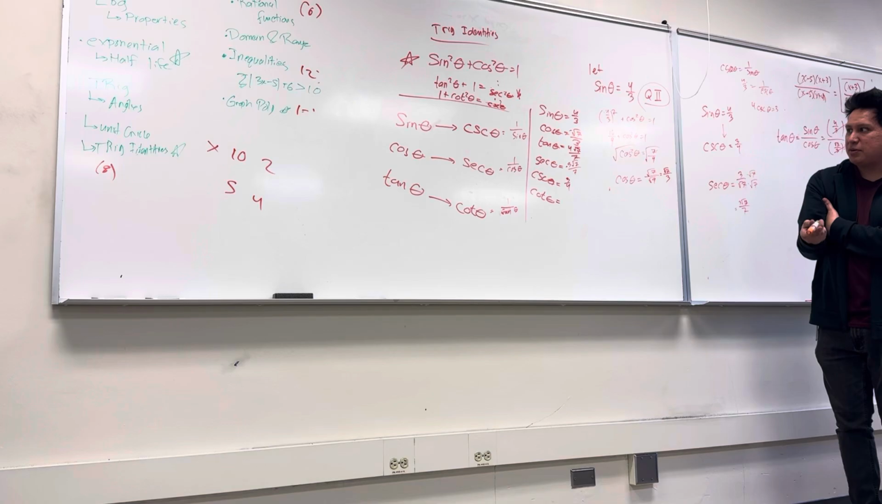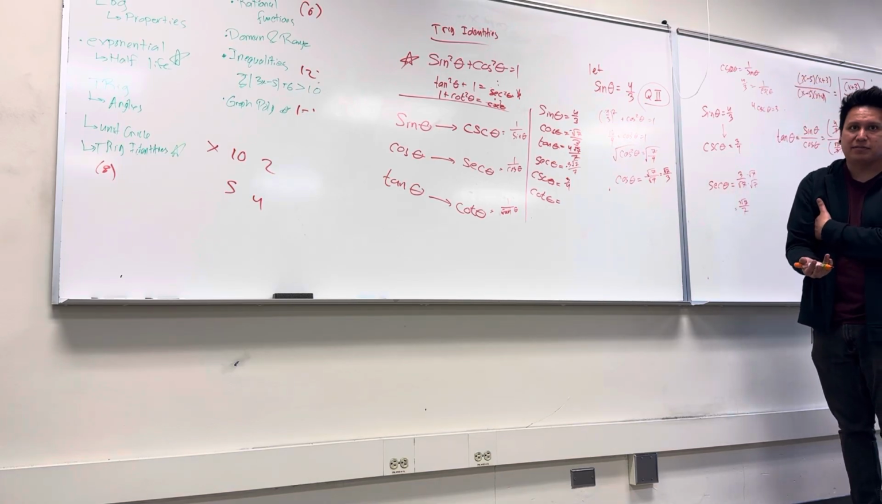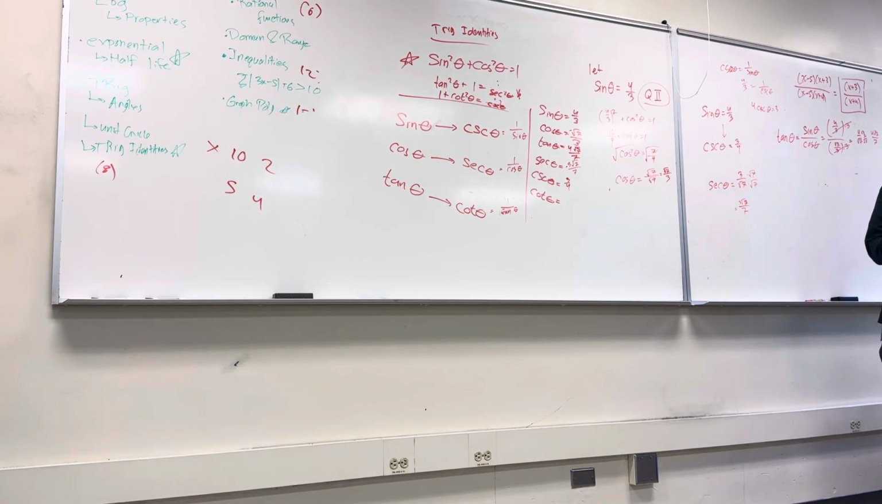Because our sine is positive since we're in the second quadrant, and therefore cosecant is also positive. Thanks for that. Did that make sense for the other two, or do you want me to explain that real quick?